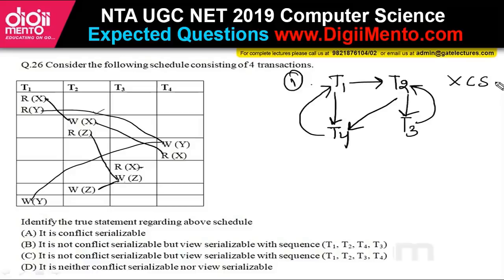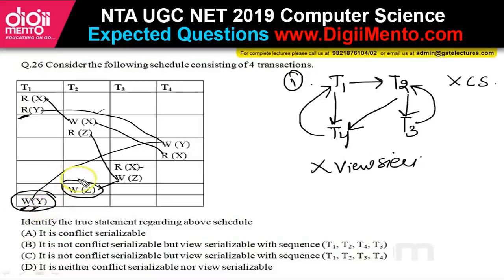Okay, now let's look for view serializable. So basically you can see there are two blind writes. A blind write is when, without any reading or seeing committed or uncommitted data, we write our data directly. But if you see how we solve view serializable, here the problem is with the Y data. It is reading Y data and it is writing Y data. It means T1 must be performed first, but here T1 is depending upon T4, so that's why it is not view serializable.